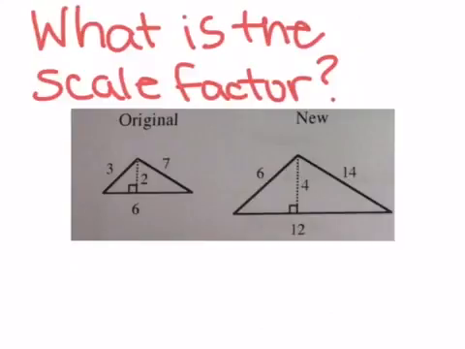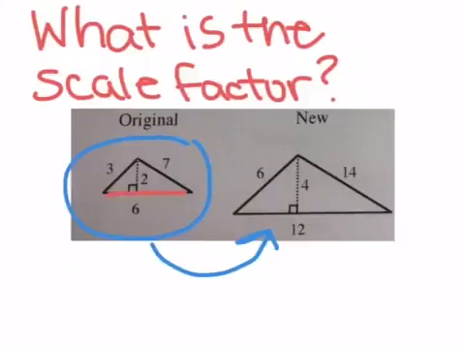So let's take a look at these two triangles. The smaller one is the original shape, and it was enlarged to get the bigger one. So let's find a pair of corresponding sides. I'm just going to use the base of the triangle. Those two sides are 6 and 12.